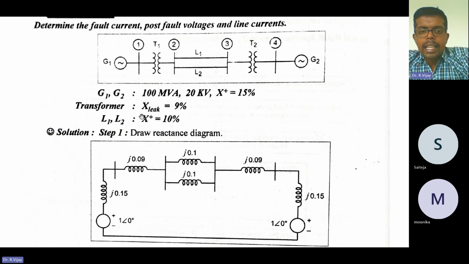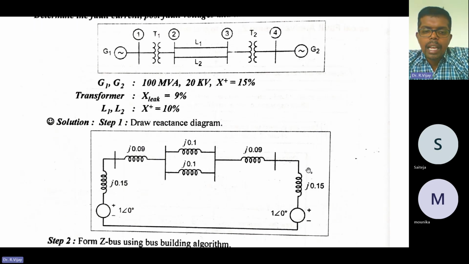And here the transformer leakage reactance, again it is given for all the transformers as J into 0.09. And it is connected to bus 4, which has generator 2 with leakage reactance of 0.15. And here also you will have the generator voltage 1 at the angle of 0. So this is the positive and negative sequence reactance diagram. The first step is to draw this reactance diagram.